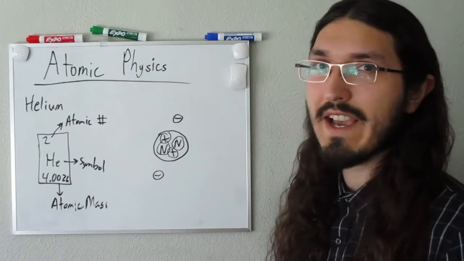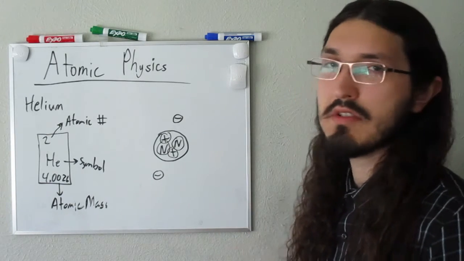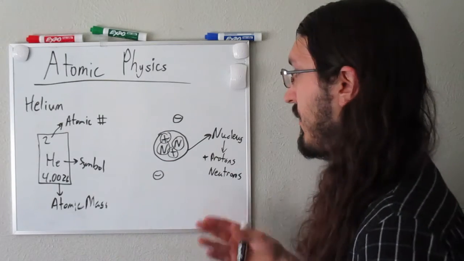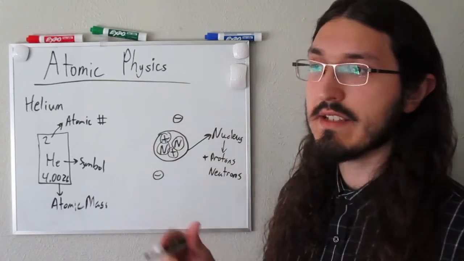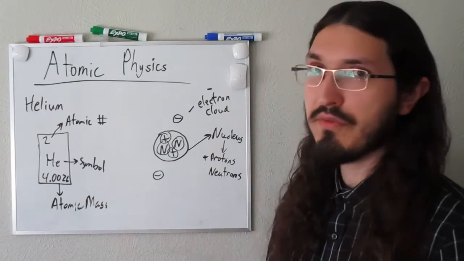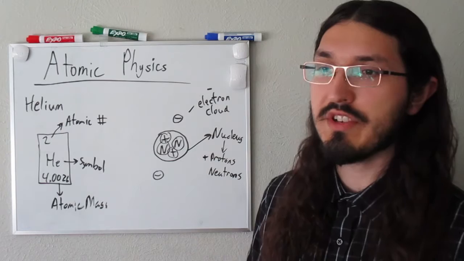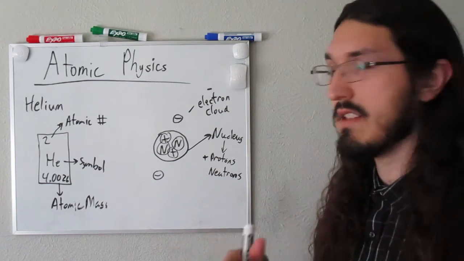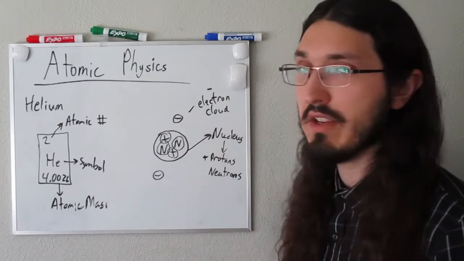The nucleus of the atom is the center, which contains the protons and the neutrons. The protons are positively charged and the neutrons have no charge. Outside of the nucleus, there's a cloud of electrons. Of course, electrons are negatively charged. In order for that atom to have a neutral charge, it should have the same amount of protons as electrons. It's also typical that there's the same amount of protons as neutrons within the nucleus.